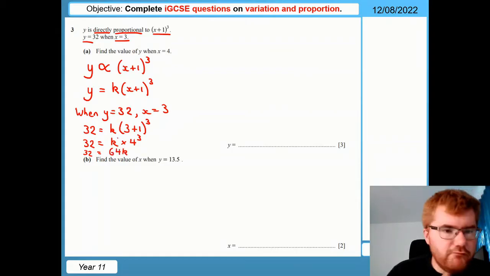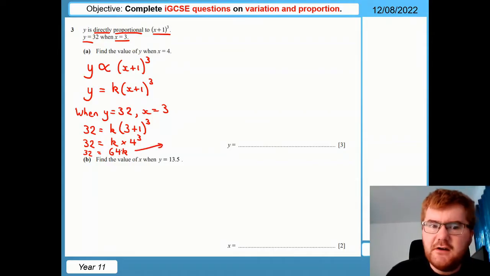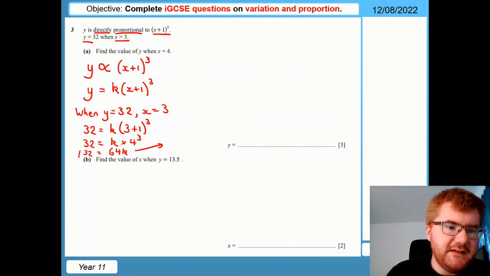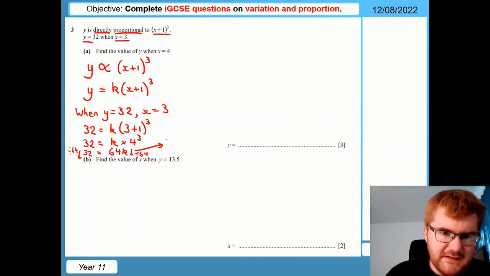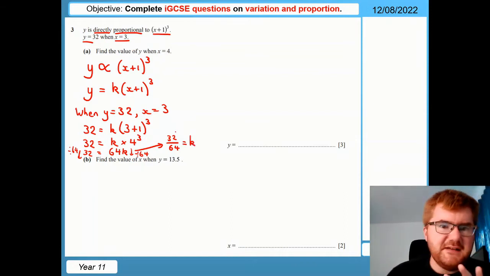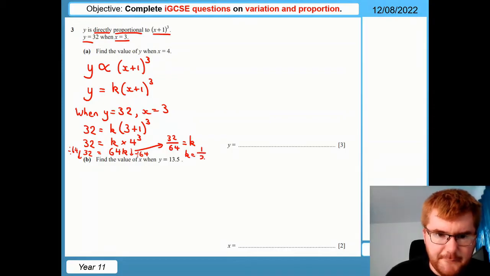Again, you can reverse these around as well. And then we want to get the k on its own. So the opposite of timesing by 64 here is dividing by 64 on both sides. This gives us then 32 over 64 is equal to k. If we simplify this down, then that means that k is equal to a half.